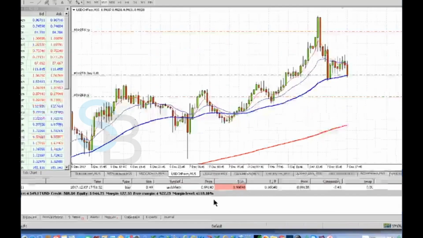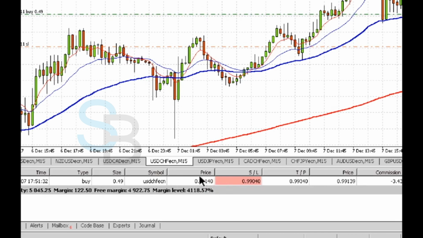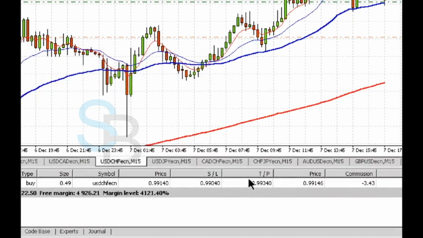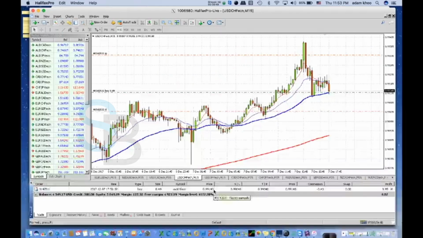As you can see, the order was triggered at 9914. My stop loss is 9904, which is 10 pips below the price, and my take profit is 20 pips above the entry price. Right. So let's see what happens. We are in the trade, and we see if it hits the profit target or hits the stop loss for a winning or losing trade.